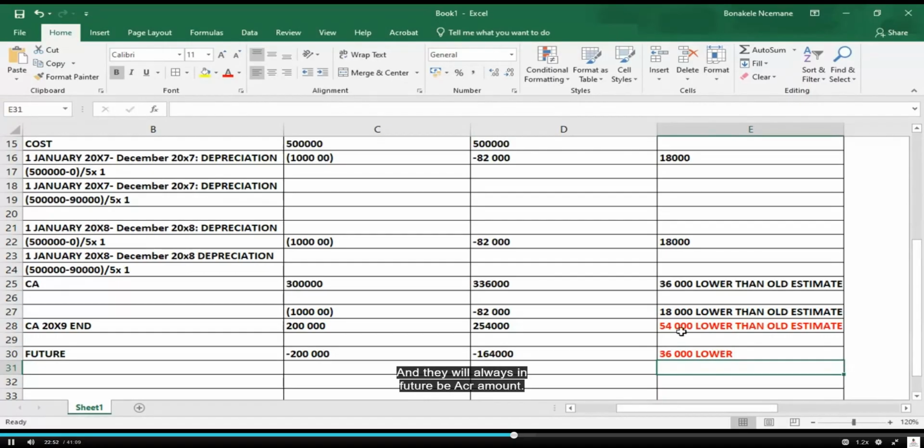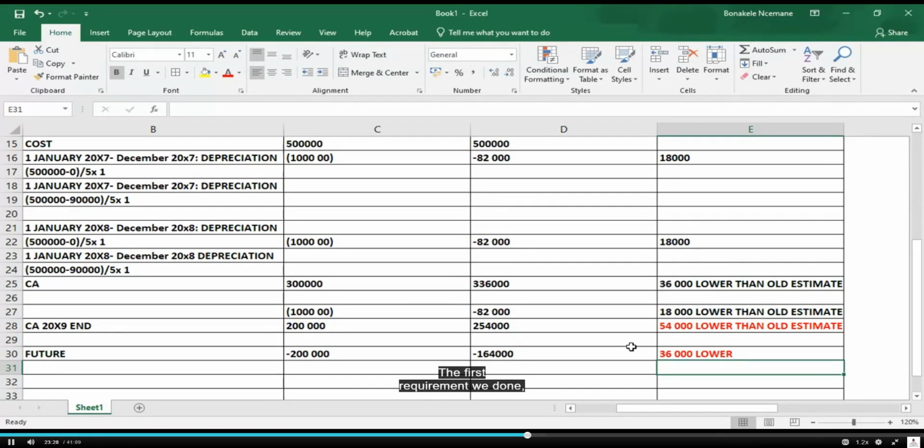And so there will ultimately in future be a carrying amount of 90,000 when the machinery would have reached its useful life for the entity. It will have 90,000. So then how do we account for the effect of this transaction?